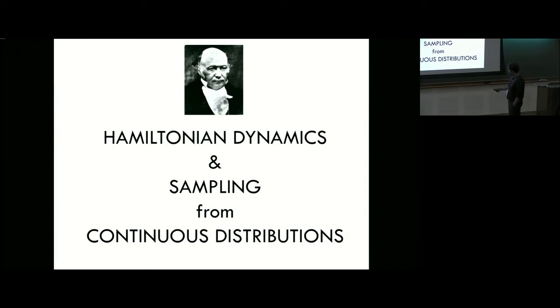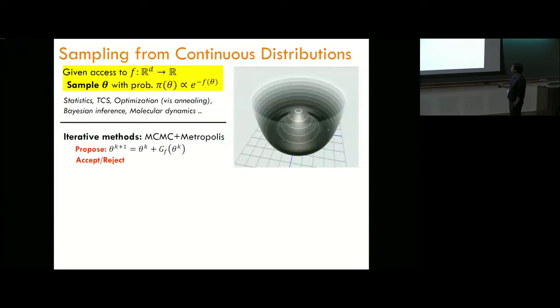So what is the problem? This is the problem that we're going to talk about. Let me be a bit more precise about what given access to this function even means. For this talk, it means that we have what is called a first order access to this function, or a gradient access, where if you give me a point x or theta, I can tell you what the value of f is, and I can also tell you the gradient of this function. Okay? So that's the computational model we are working in.